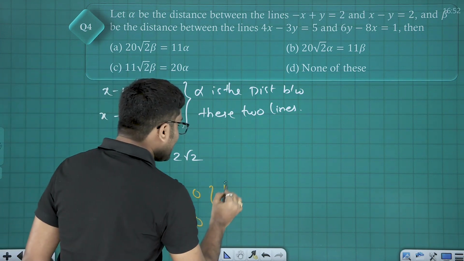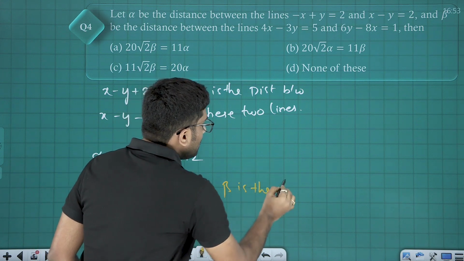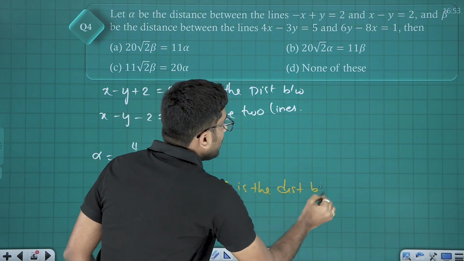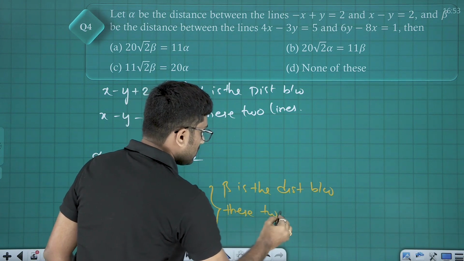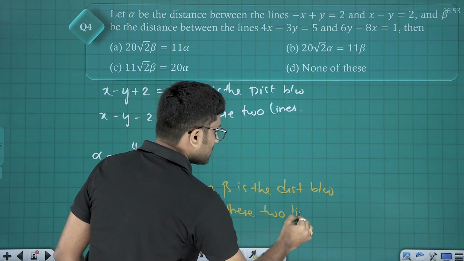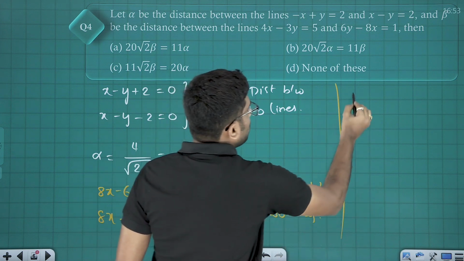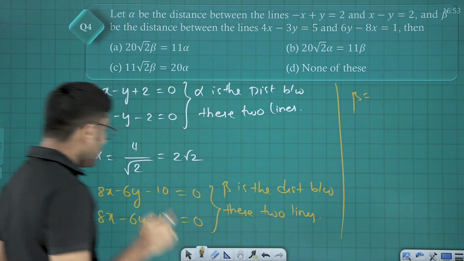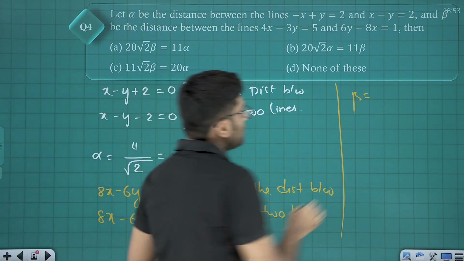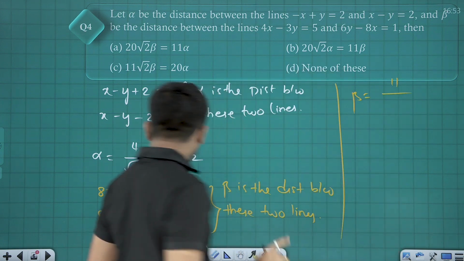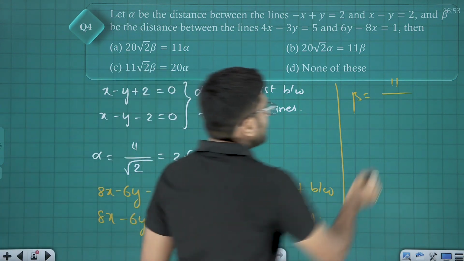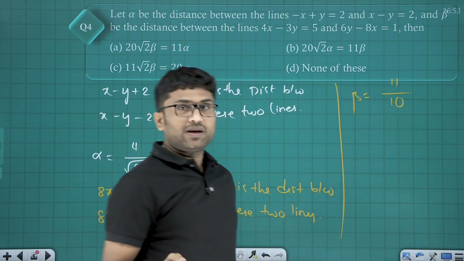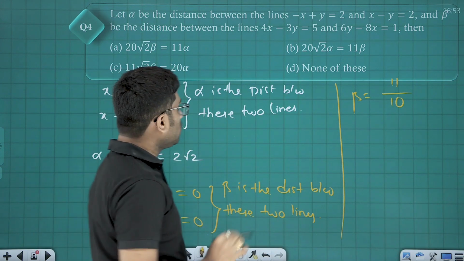They said beta is the distance between these two lines. So what is beta now? Beta is equals to, same story, mod C1 minus C2, 1 minus of minus 10, that is 11, divided by root over a square plus b square, root over 8 square plus 6 square, which is 10, friends. So beta is 11 by 10, alpha is 2 root 2.